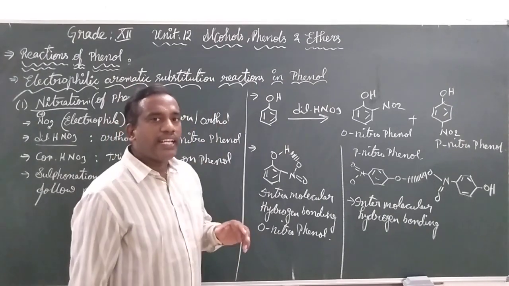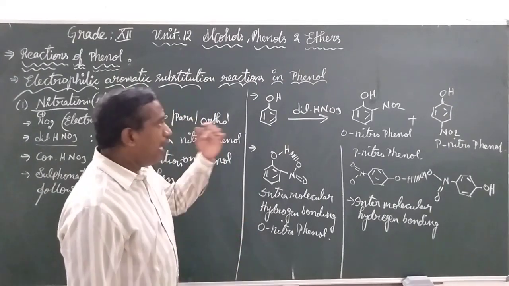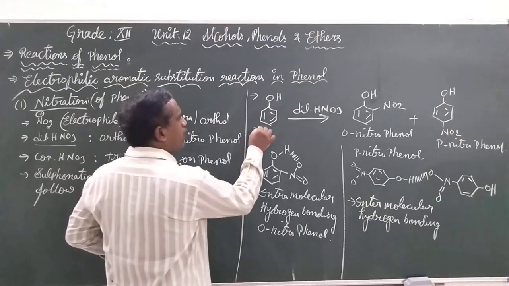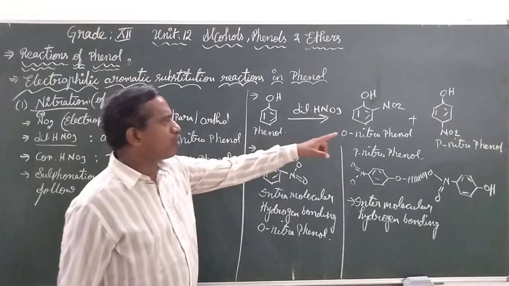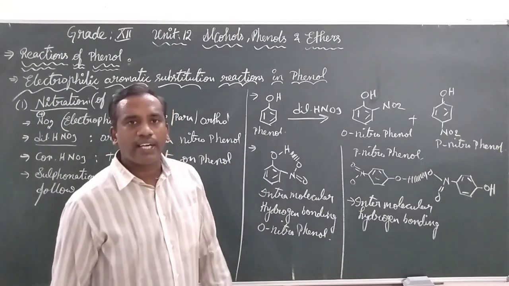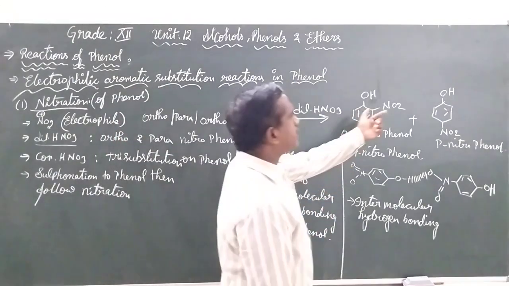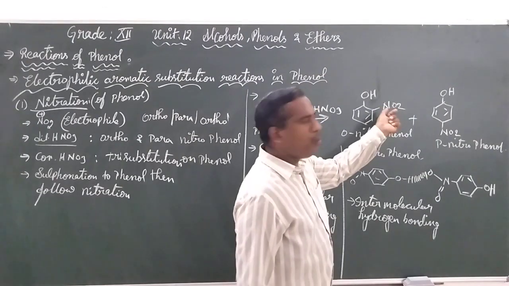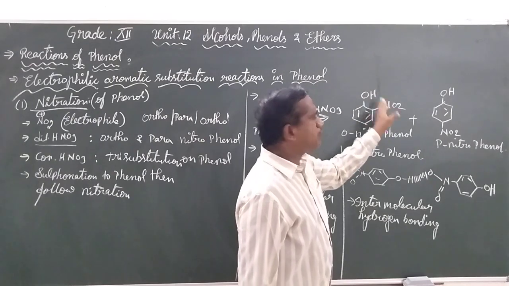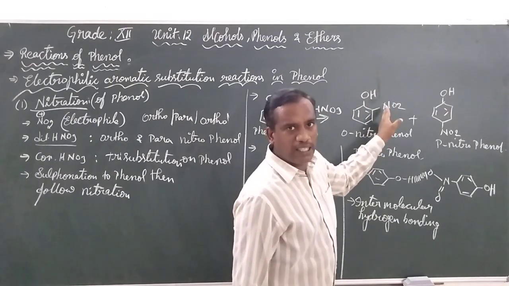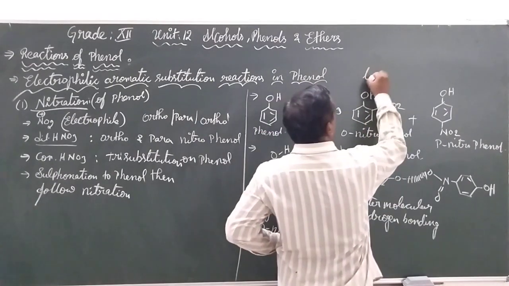Now, when we reacted the phenol with dilute nitric acid, we got two products. One is called ortho-nitrophenol and one is called para-nitrophenol. Here the nitro group is a bulky group, and OH is also a bulky group. There will be repulsions between the groups of atoms. Hence this is less stable.